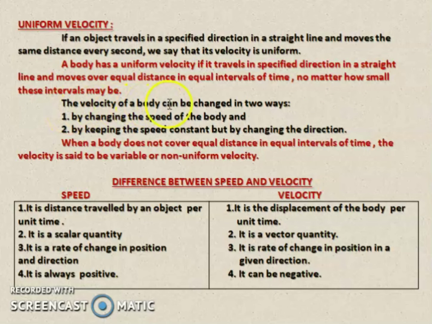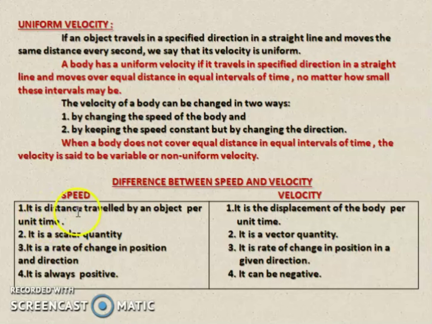The velocity of the body can be changed in two ways: by changing the speed of the body, and by keeping the speed constant but changing the direction. When a body does not cover equal distances in equal intervals of time, the velocity is said to be variable or non-uniform velocity.